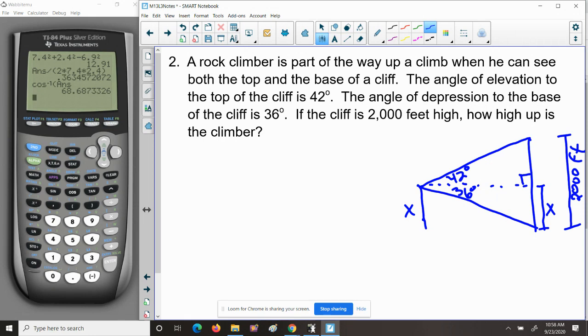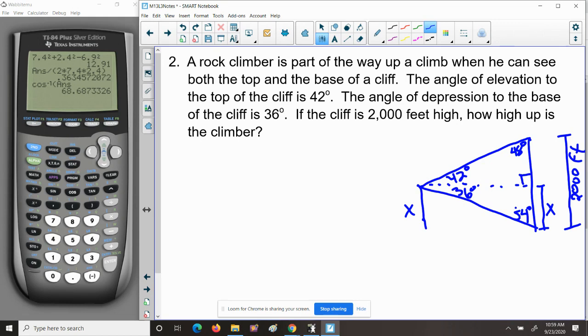So if we take 90 and 42 from 180, that leaves 48 degrees for this corner. Look at the bottom right triangle. If we take 90 and 36 from 180, that leaves 54 degrees for this angle. So now we have all our angles.